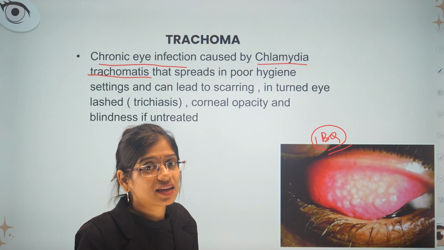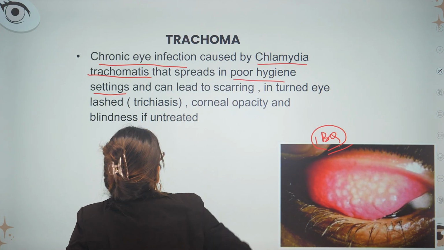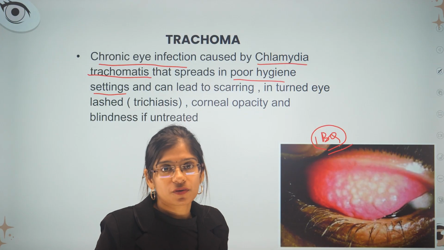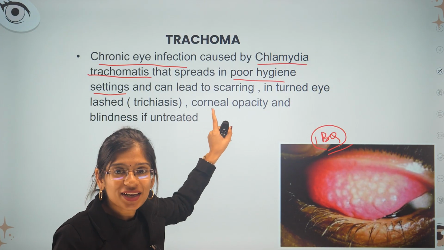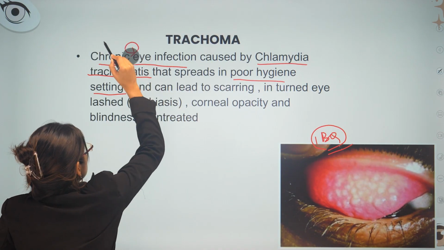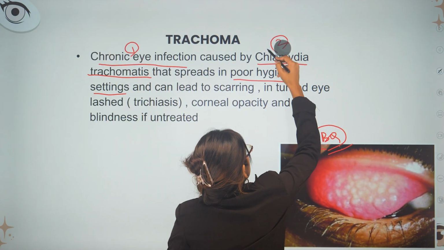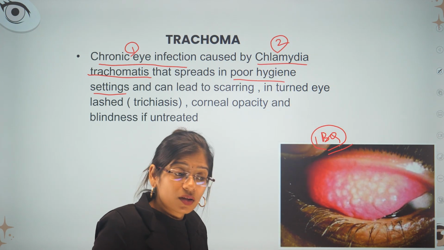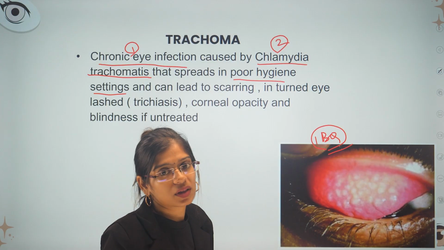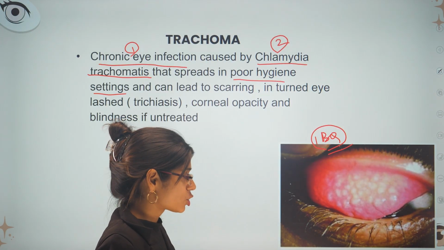Poor hygienic conditions, people are prone to get this. Okay. And we'll talk about the features of trachoma. First point in trachoma, it is a chronic eye infection. Second point, why does the infection occur? It occurs because of the bacteria Chlamydia trachomatis. And predisposing factors? Poor hygienic settings. We'll talk about the features of trachoma.